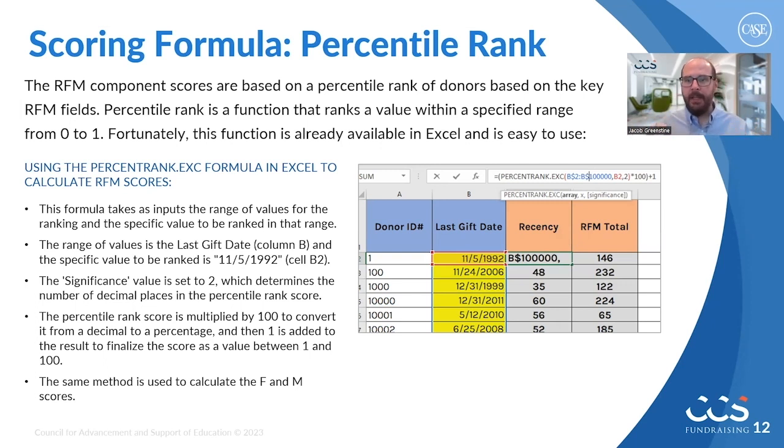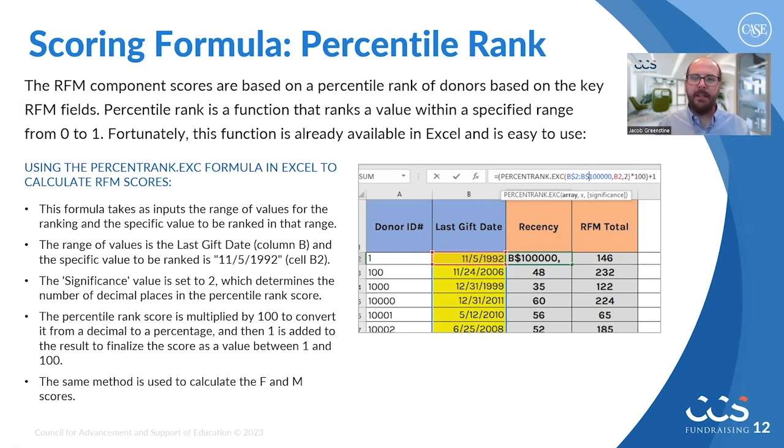The second argument is that particular donor's value. You see it's the X here in the formula, right? So our array is going to be the column B, and then the value that we're examining here is just this first 11/5/1992 value, right? So we're saying, where does 11/5/1992 stand on that list of all the gift dates that we see in the system? Right, so that's the X value, B2 here.